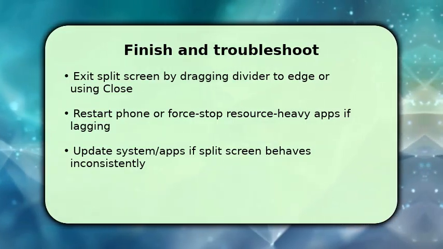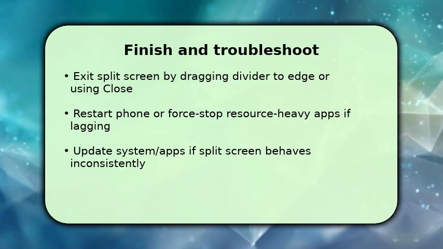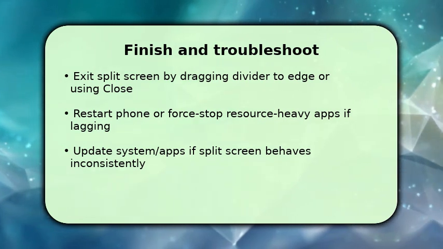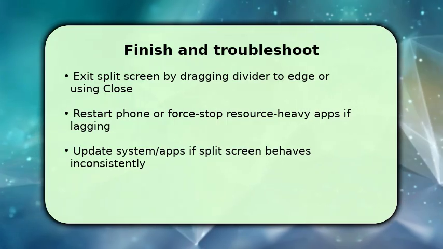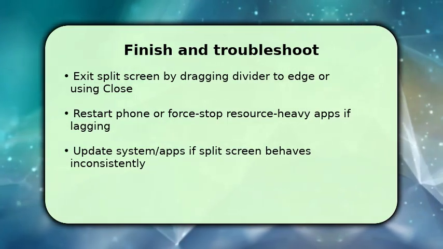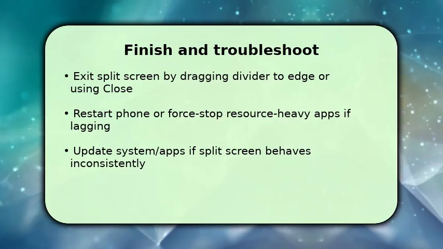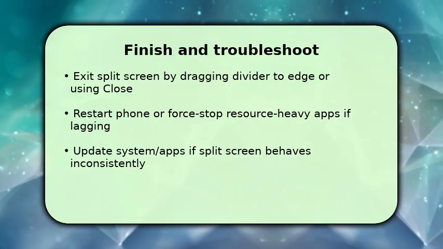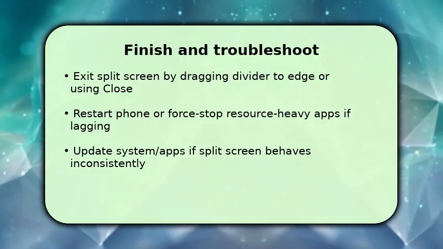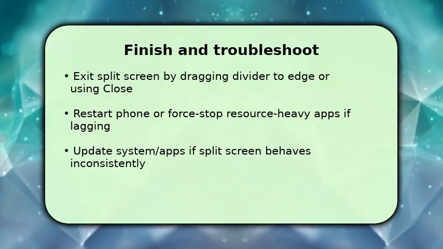If you encounter lag, force stop one app or restart your Vivo to free memory. That often resolves sluggish behavior. Make sure both apps and system software are updated to prevent compatibility issues. If split screen won't activate, check settings for multi-window permissions. Finally, restart the phone and retry. Most split-screen problems are resolved with a quick reboot.